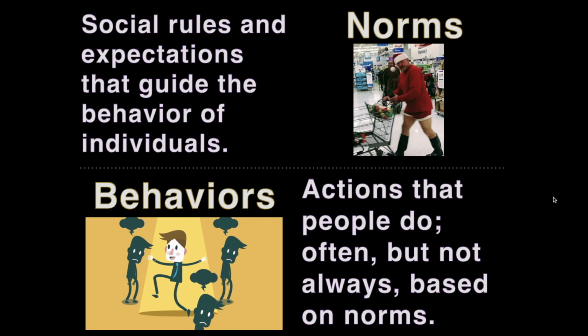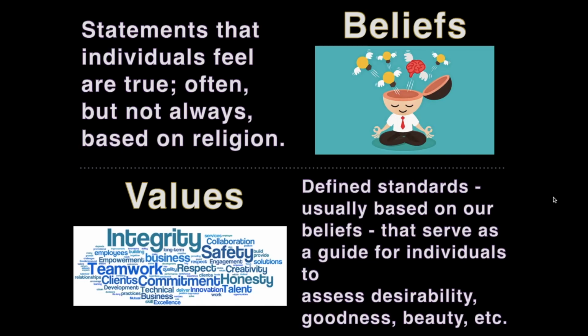Think of it as peer pressure. But peer pressure is not only for bad things, it's for everything. We act based on how society tells us we should act and how our friends tell us we should act. More on that later. This next set of terms is beliefs and values, and these go together also.